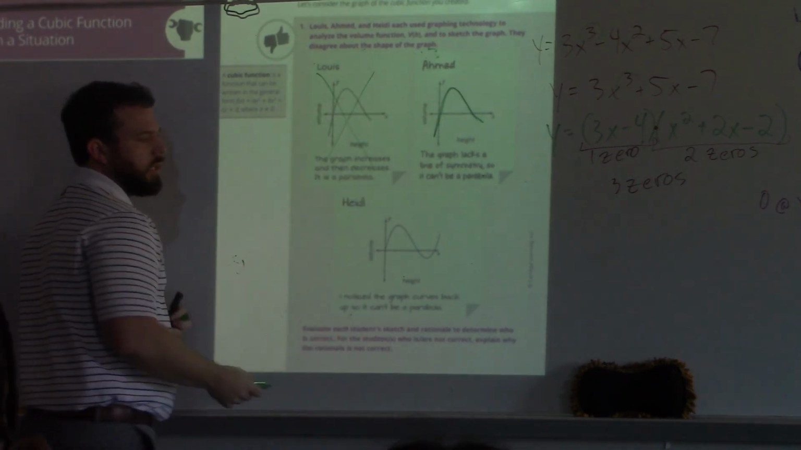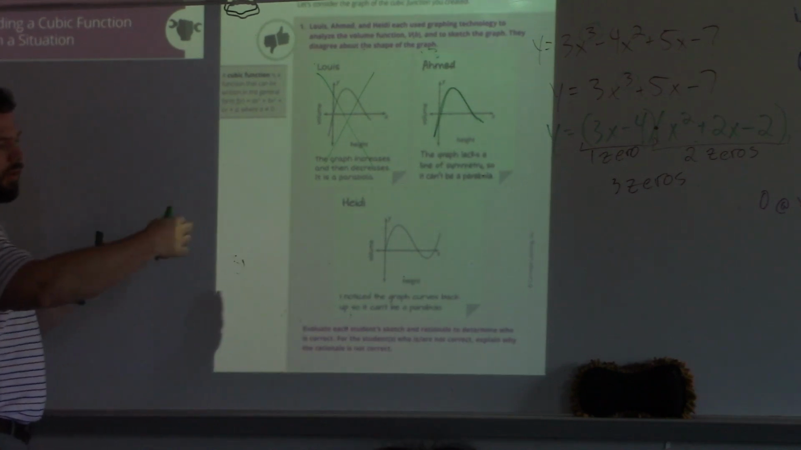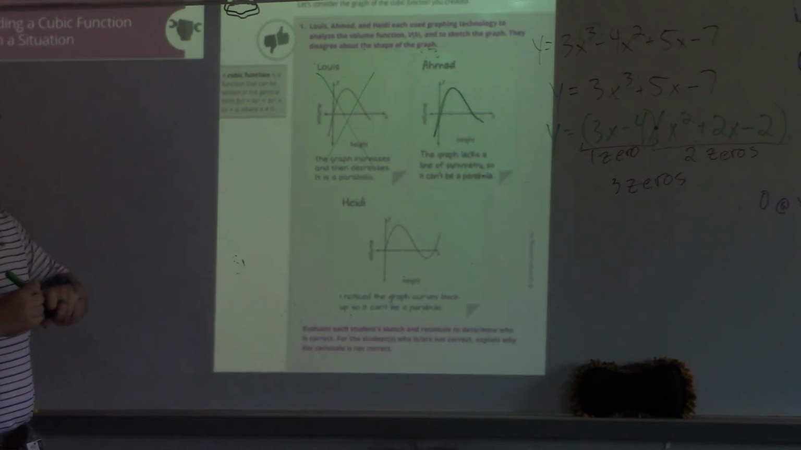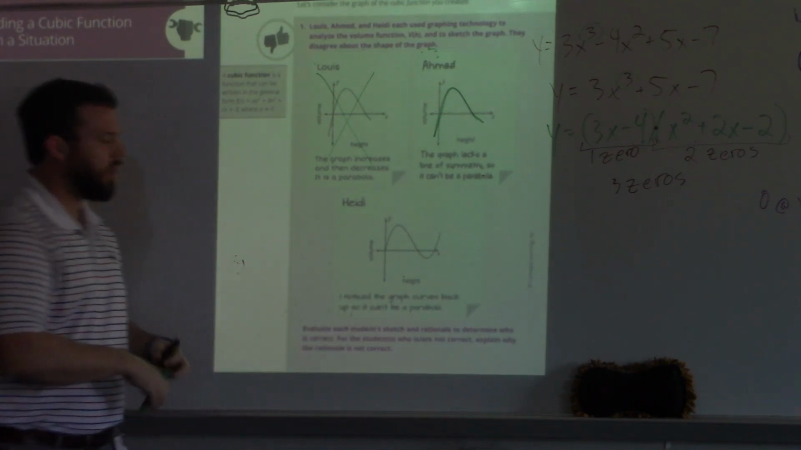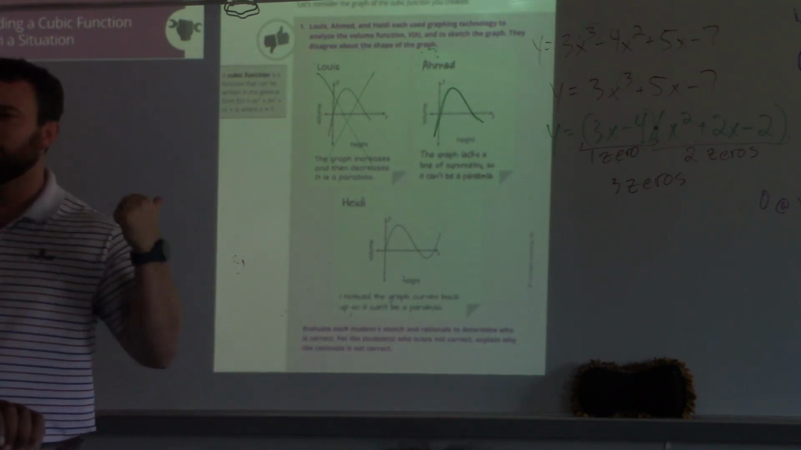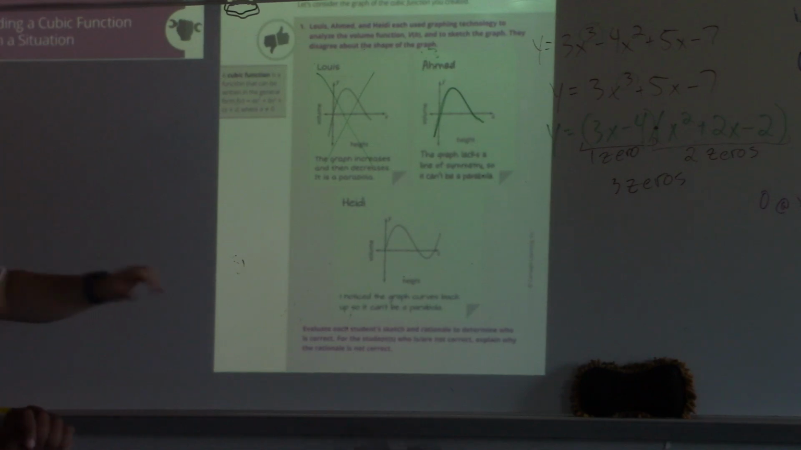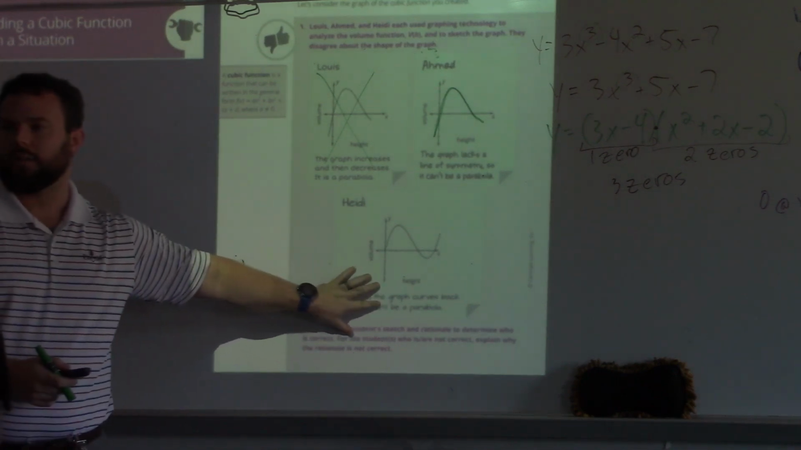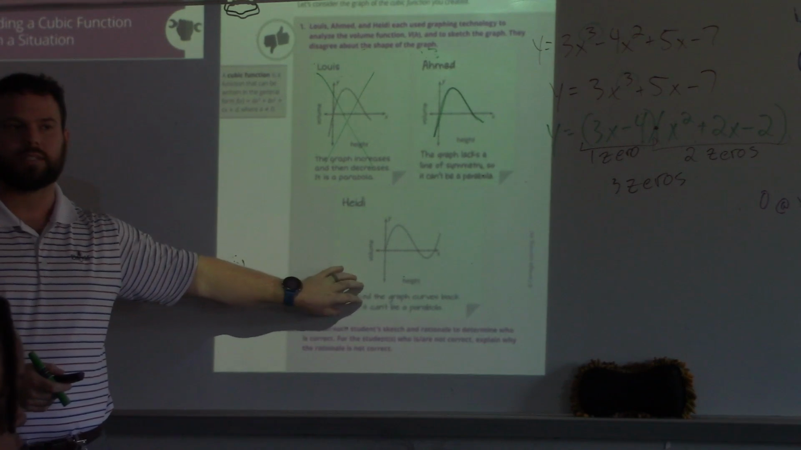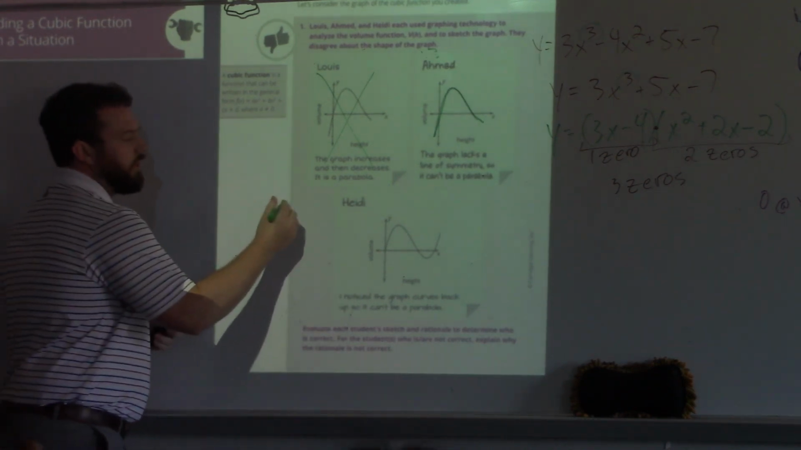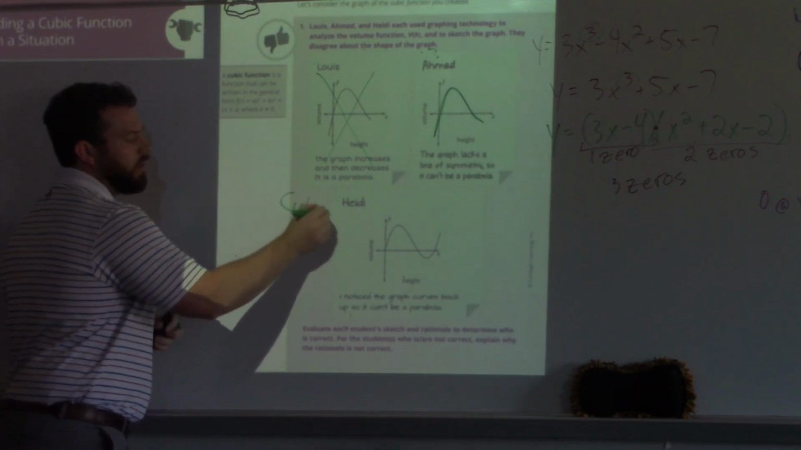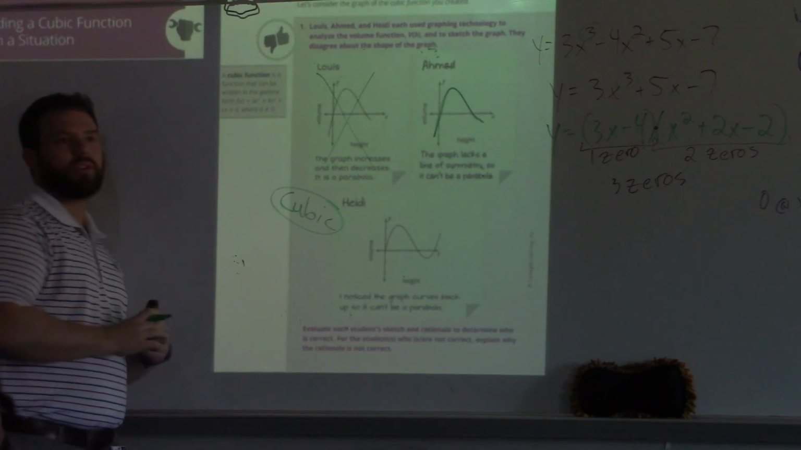So is Lewis right? No. Now Heidi looked a little bit further out. And Heidi says, I notice that the graph curves back up, so it can't be a parabola. Hey guys, look at what Heidi did. Heidi zoomed out. Is this a parabola, or is it something else? Say it louder, Addison. We have a cubic here. Why do we know that this function is a cubic?